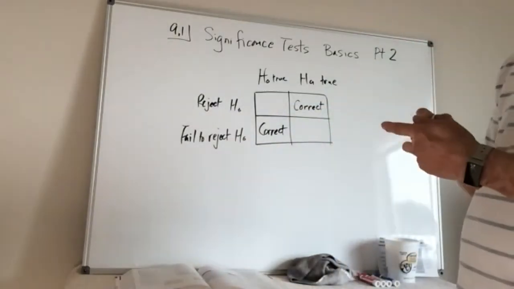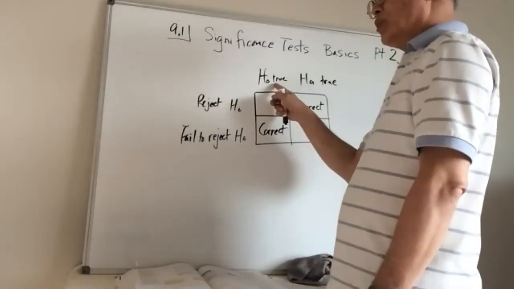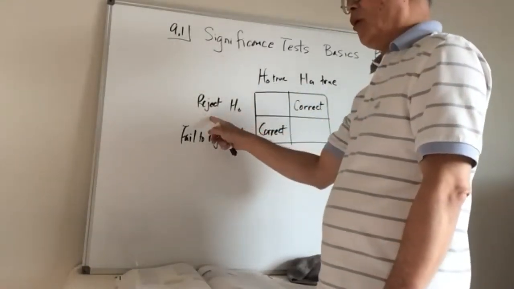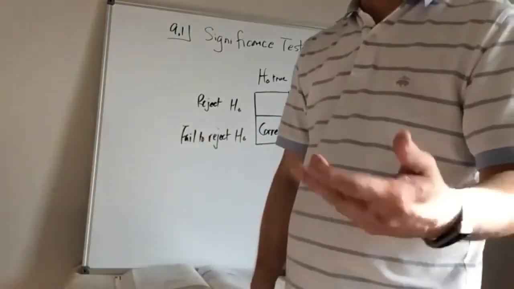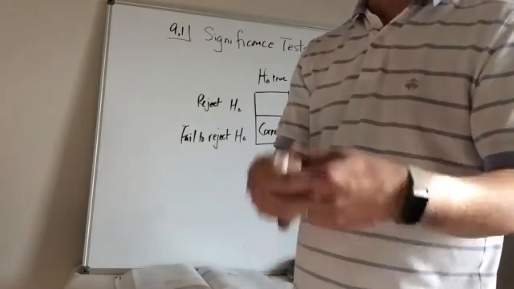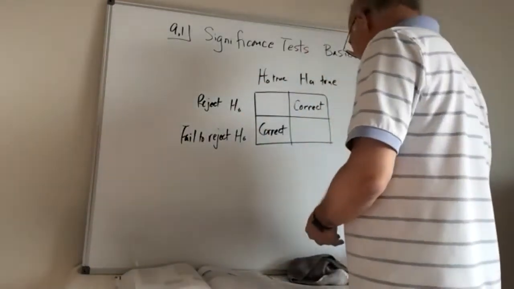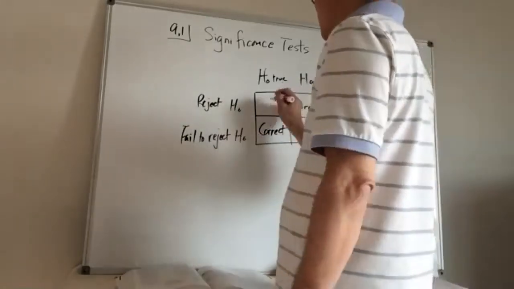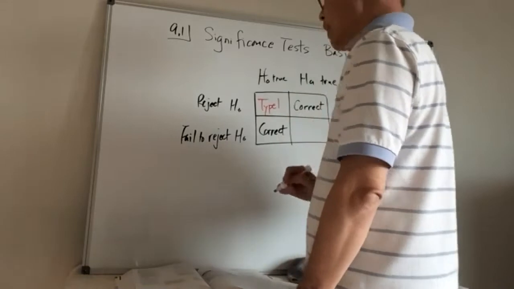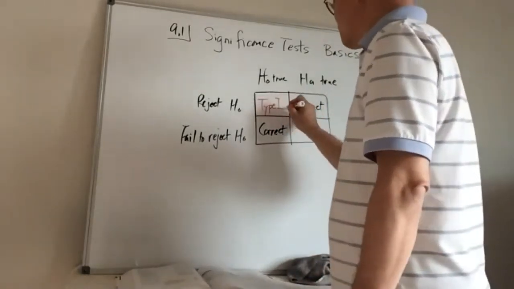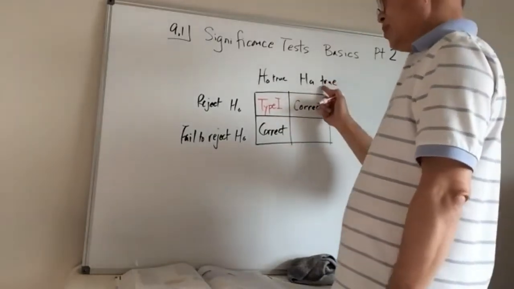Now if H0 is true and you reject H0, that's obviously an error. Something is wrong. You did it wrong, or the data showed up wrong, or something happened. So this is an error. This error here we call a type 1 error. It's Roman numeral I.